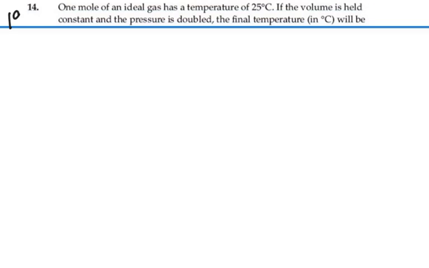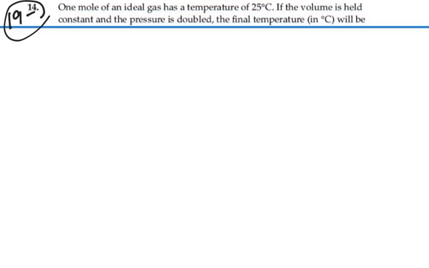Here's problem 1914. 1 mole of ideal gas has a temperature of 25 degrees Celsius. If the volume is held constant and the pressure is doubled, the final temperature in degrees Celsius will be, well, even though we want a final temperature in Celsius, we're going to have to work with Kelvin if we're going to use the ideal gas law.